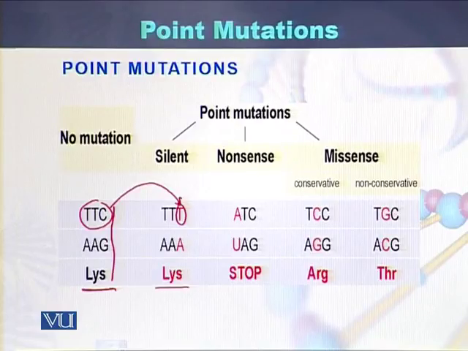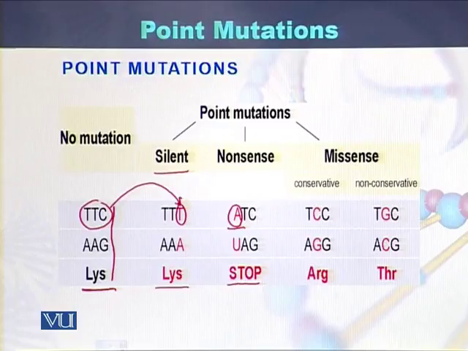So if there is a change at the DNA level but there is no change at the protein level, then it is called a silent mutation. In the next example, if there is a change at A, originally there was T, instead of T now here is A, and as a result of this point mutation, the amino acid is converted into a stop codon. So this type of point mutation is called a nonsense mutation, where there is a stop for the formation of the amino acids or the polypeptides.